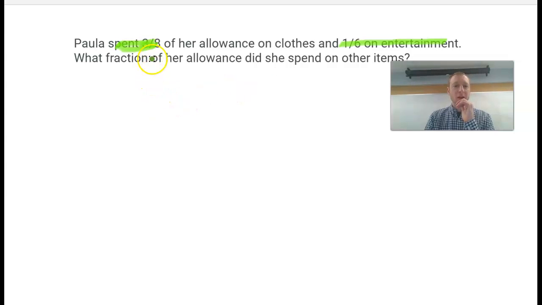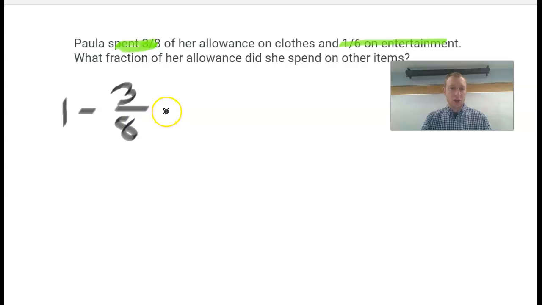So we know that she spent 3/8 and she spent 1/6, right? So we're gonna have to subtract because we want to know how much she spent on the other things. So really what we're looking for here is, what did she start with? She started with 1 whole, right? She started with a whole. She's going to subtract 3/8, and then she's also going to subtract another 1/6.